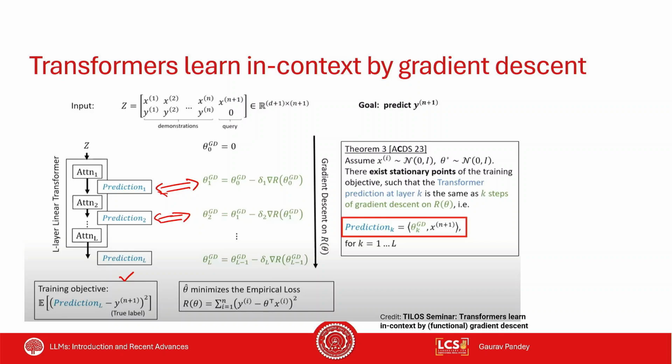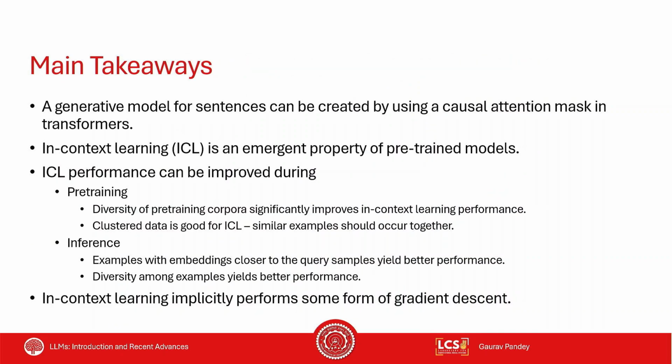So this is the result, that there exist stationary points of the training objective such that the prediction at layer k is the same as k steps of gradient descent. So the first layer does one step of gradient descent, the second layer does two steps of gradient descent, with some particular appropriate delta values. Okay. Finally, what are the main takeaways here?